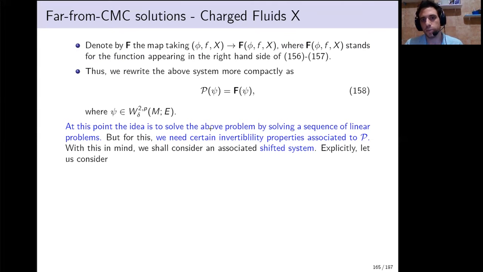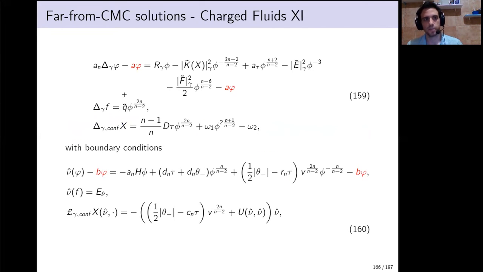And at this point, the idea is to be able to solve this equation by iteration, by solving sequences of linear problems. But for this, we know that we need certain invertibility properties associated with the linear parts. And also from our analysis on the Lichnerowicz equation, we know that we are going to need certain monotonicity properties in order to trap, for instance, our conformal factor between certain barrier functions. And with all this in mind, we are going to present what we call a shifted system.